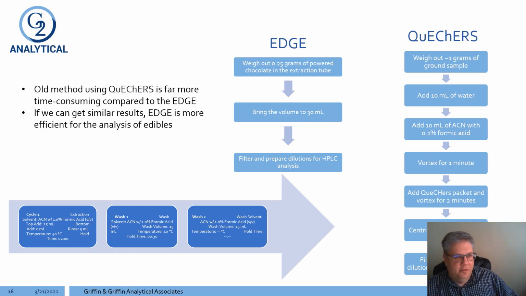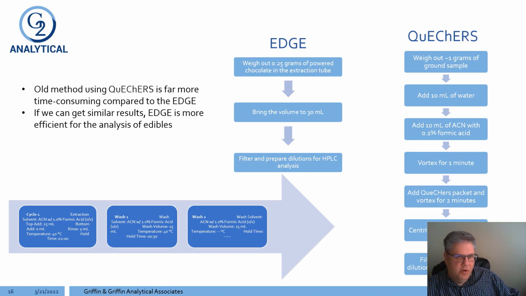Whereas with the Edge, our workflow looks a little differently. So we weigh out 0.25 grams of the powdered chocolate, or it says chocolate here. We started with chocolate, then we switched to gummies. Chocolate turns out to be a lot easier to analyze than gummies because the gummies are stickier. But you weigh out your sample, you then put it in the Edge, you select your method, hit go, and then at the end you bring your volume up to 30 mL so that you've got a constant volume for each sample. Then you filter and prepare your dilutions like you normally would after QuEChERS.